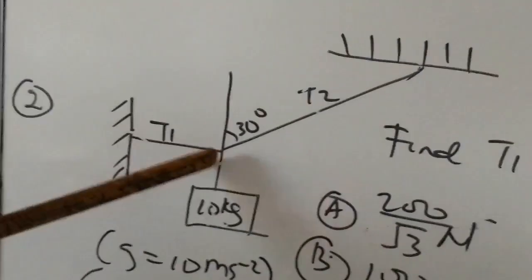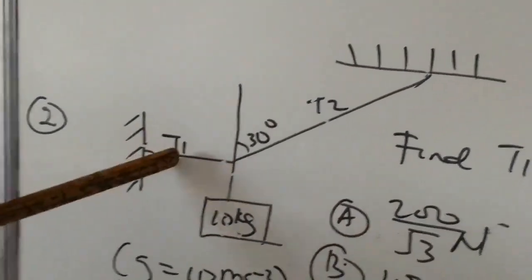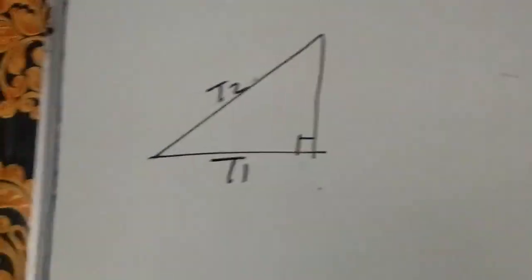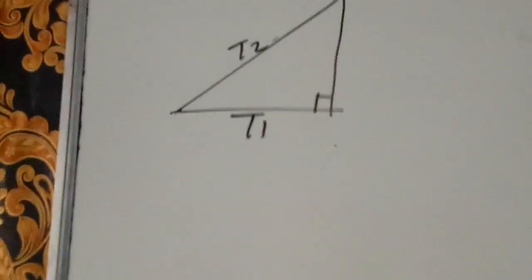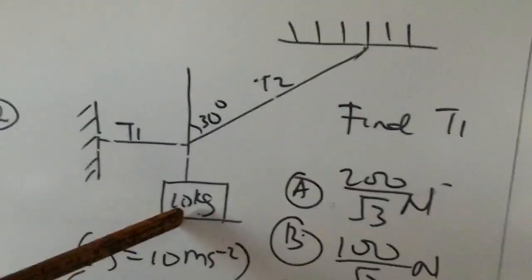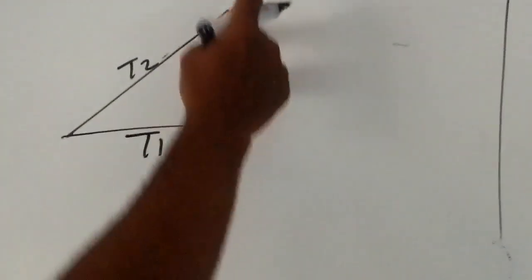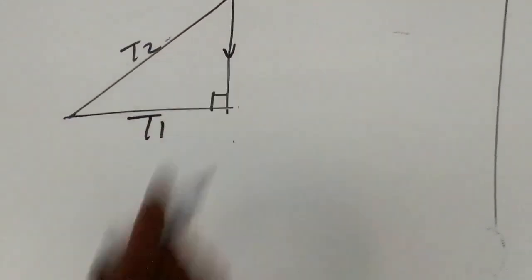Going once again to the diagram, the horizontal cord, the tension there is T1. Here, take the base as T1. The mass hanging freely, vertically downwards, is 10 kg. We're now going to take this vertical side of the triangle as our mass, 10 kg.